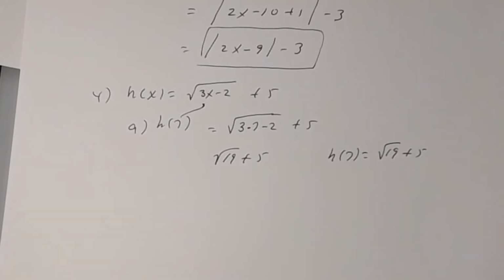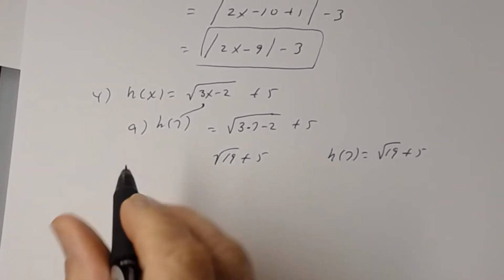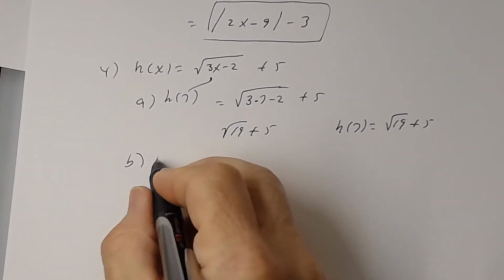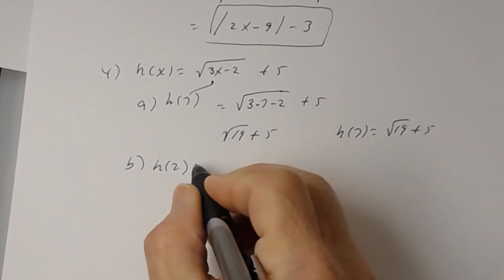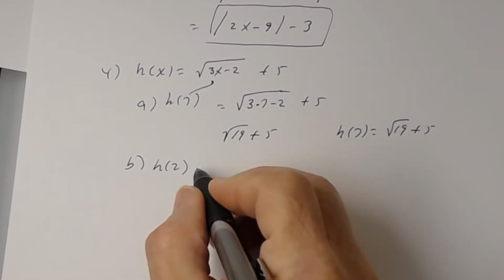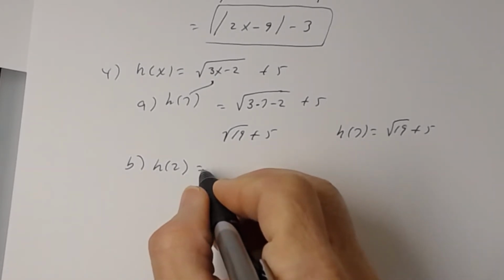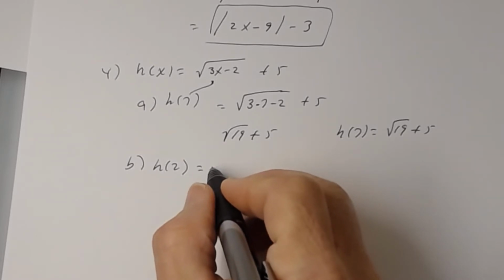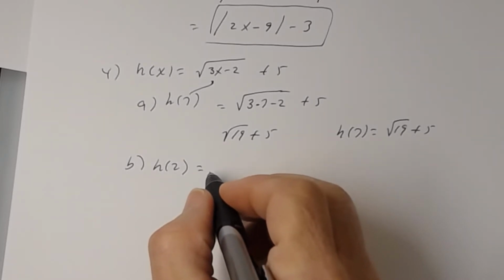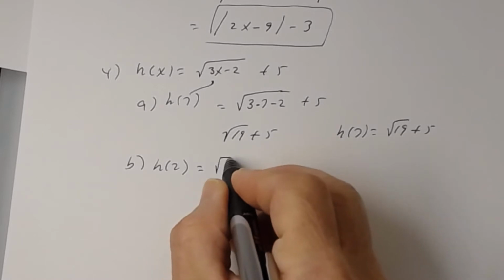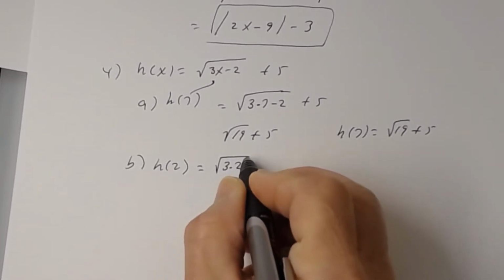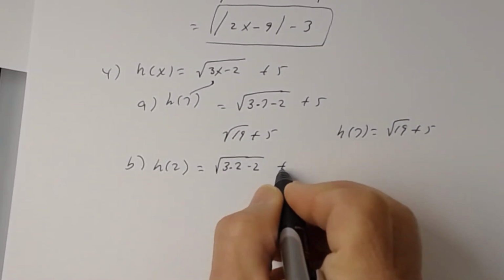Okay? Part B. Let's suppose we want to find h of 2. So again, the same thing. Where we see the variable x, what do I substitute? 2. So I get the square root of 3 times 2 minus 2, plus 5.